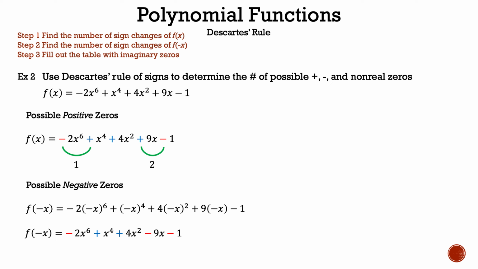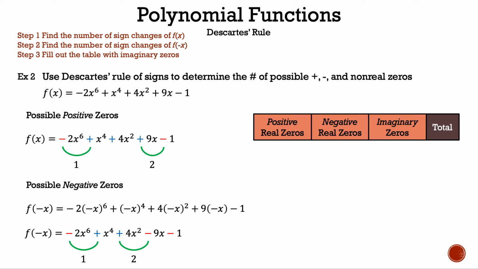So how many times do we think the sign has changed in this function? Well, let's find out. We start with a negative and immediately switch to a positive, so that is 1. Then after 1 term, we switch back to a negative, so that is 2, which means we have 2 sign changes.